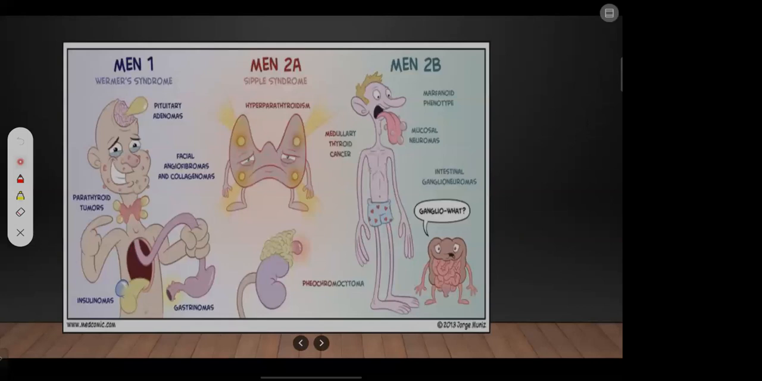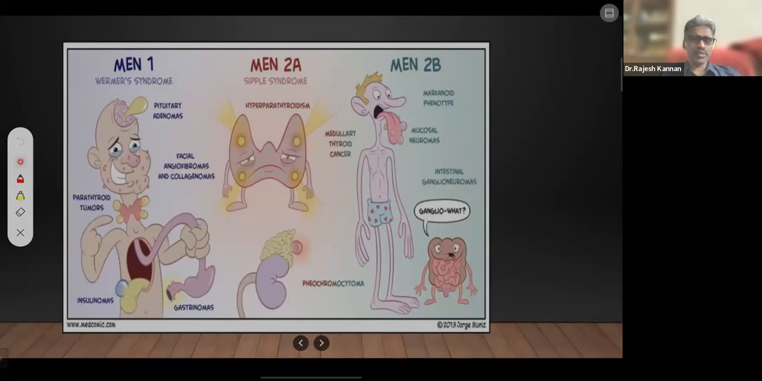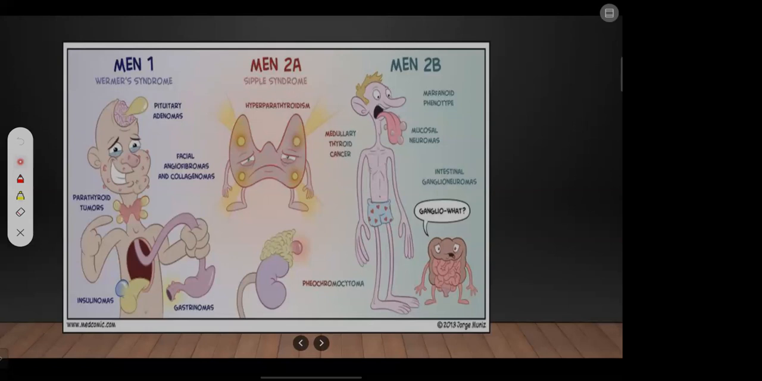So this is just one comparison between MEN1, MEN2A, and MEN2B. I'm just trying to show the organs involved in this syndrome. Can you explain what are all the organs involved in MEN1, 2A, and 2B? Yes, sir. In MEN1, basically pituitary, parathyroid, and pancreas are involved. MEN2A, which is also known as Sipple syndrome, will cause hyperparathyroidism, medullary thyroid carcinoma, and pheochromocytoma. Sir, in both MEN2A and MEN2B, pheochromocytoma and medullary thyroid cancer are common. However, in MEN2B, there is one more added feature, that is Marfanoid habitus and mucosal neuromas.